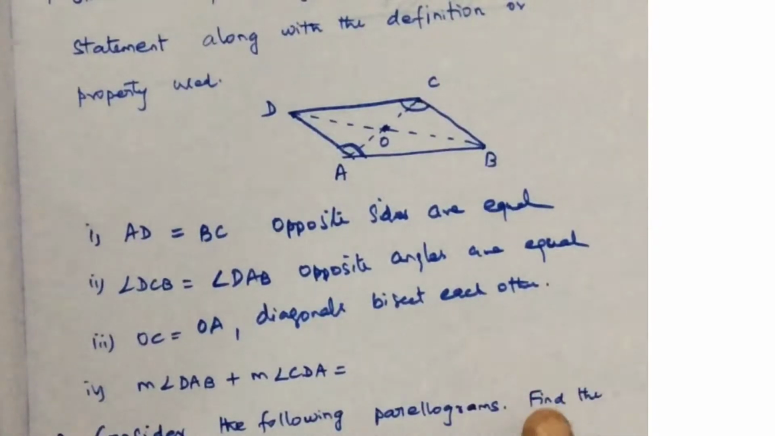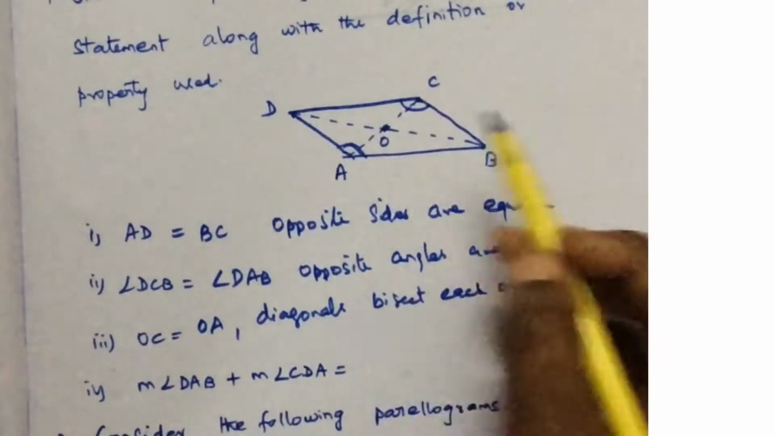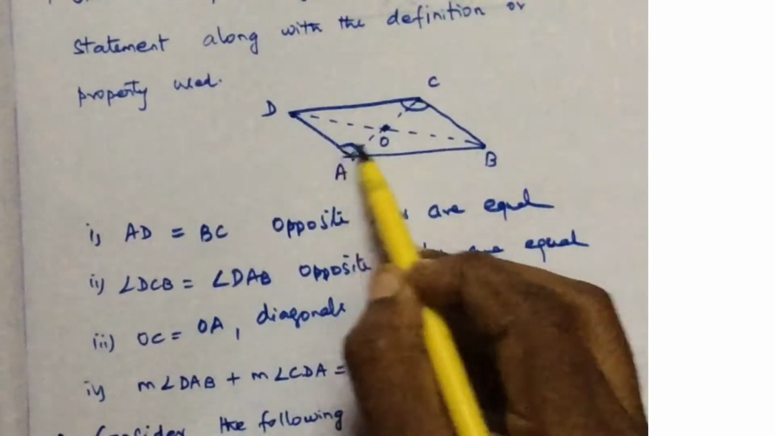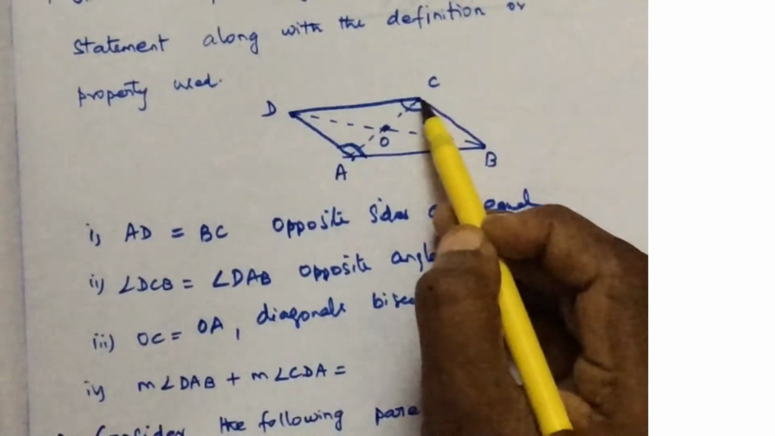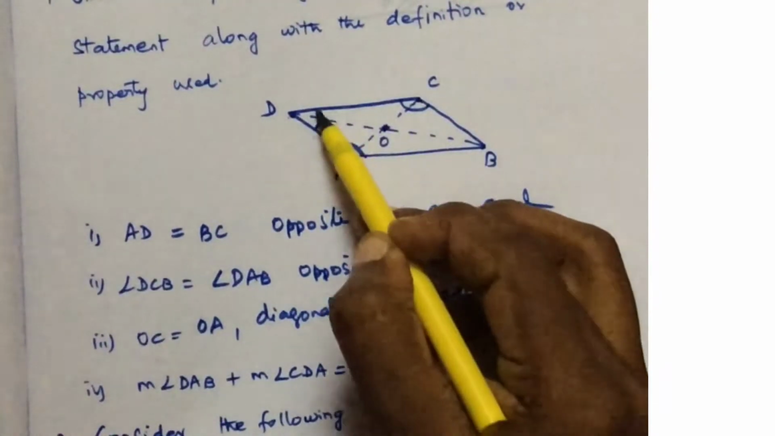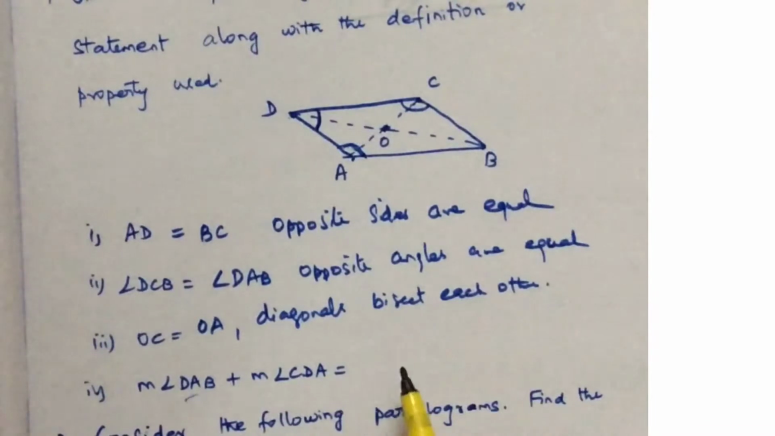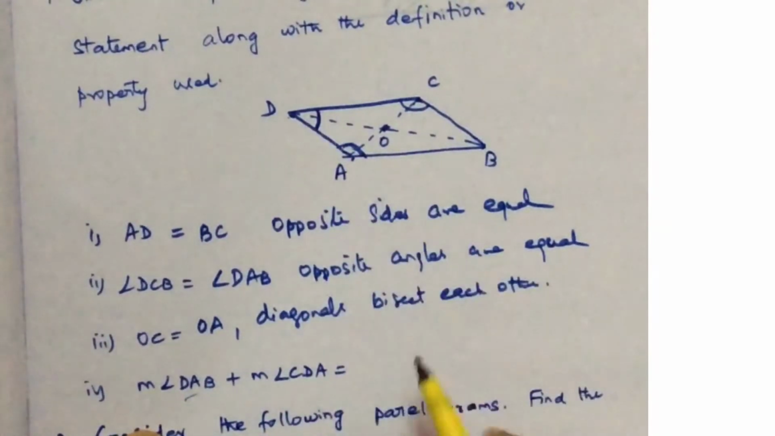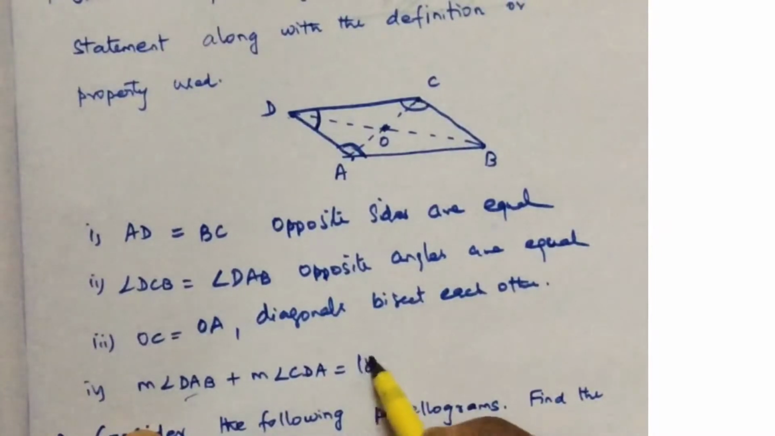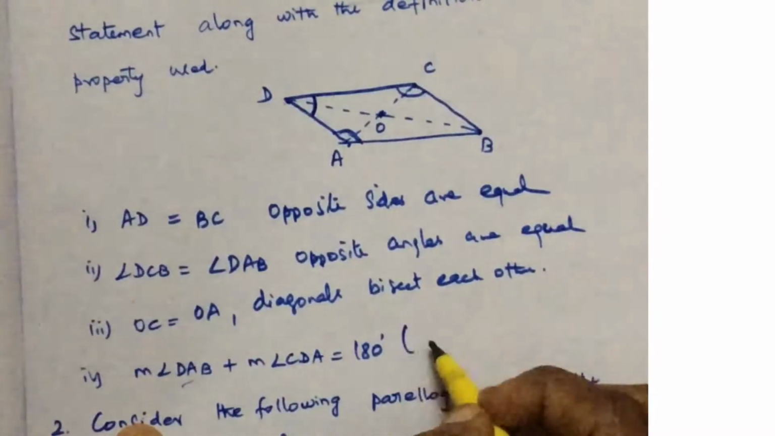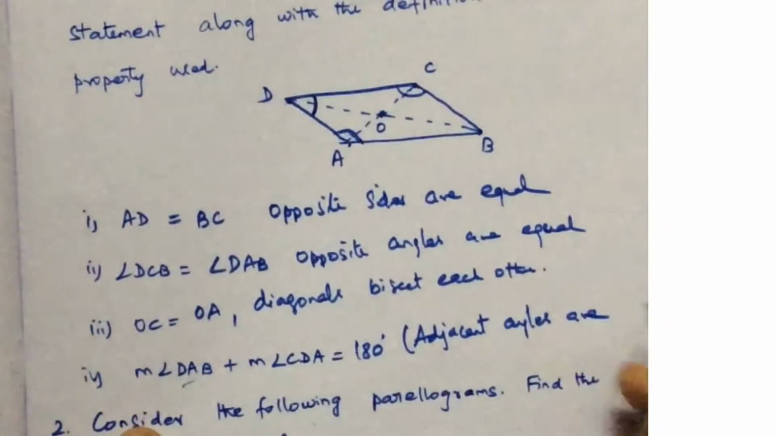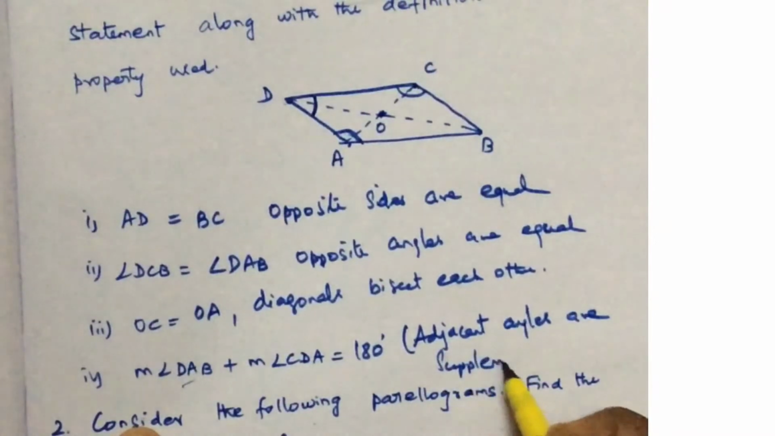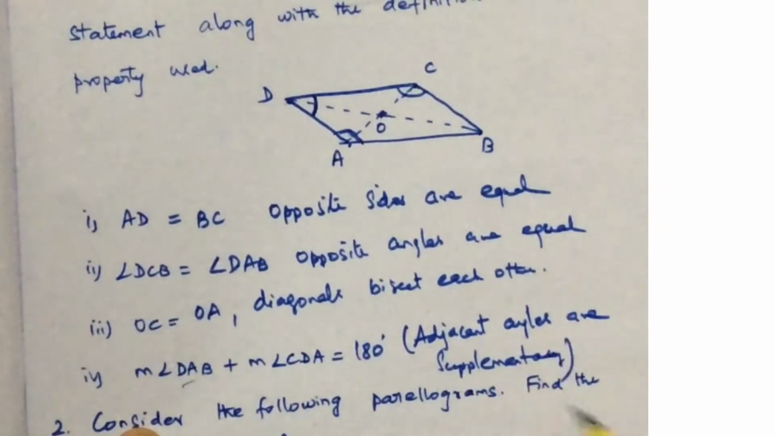If you are not able to follow this, you have to listen to the previous video. Next is measure of DAB, this angle, plus measure of CDA, this angle. When you add these two angles, what is the result? They are adjacent angles. When you add the adjacent angles, you should get 180 degree. What is the property used? Adjacent angles are supplementary, which means when you add the adjacent angles, they should give 180.